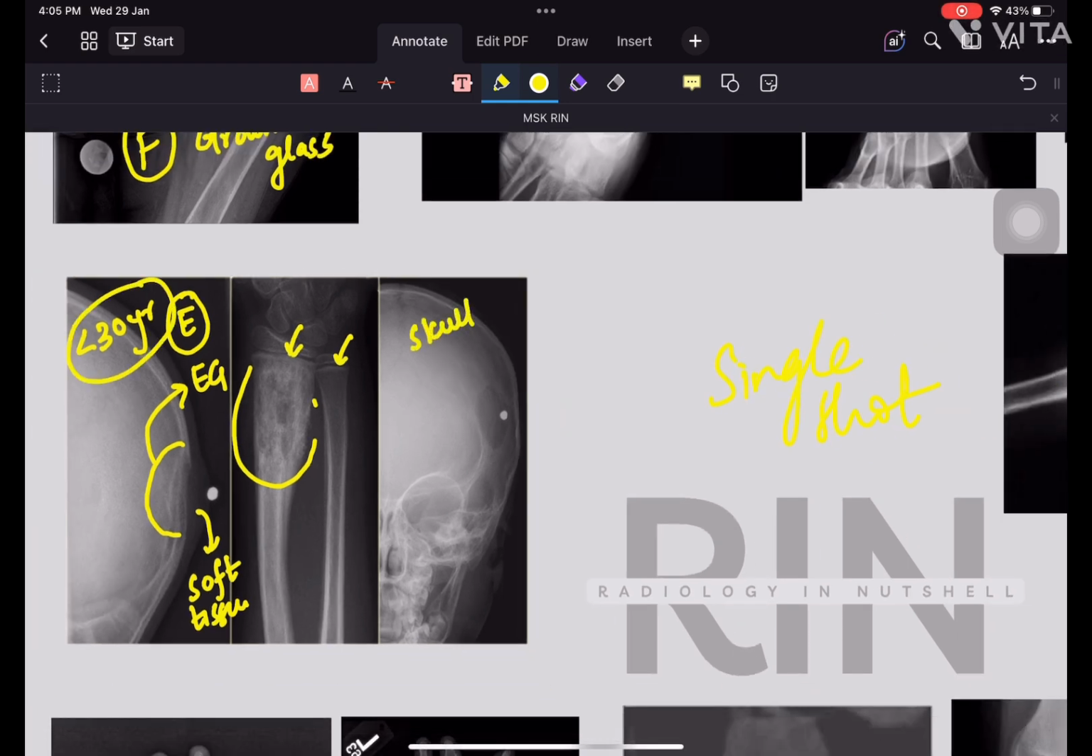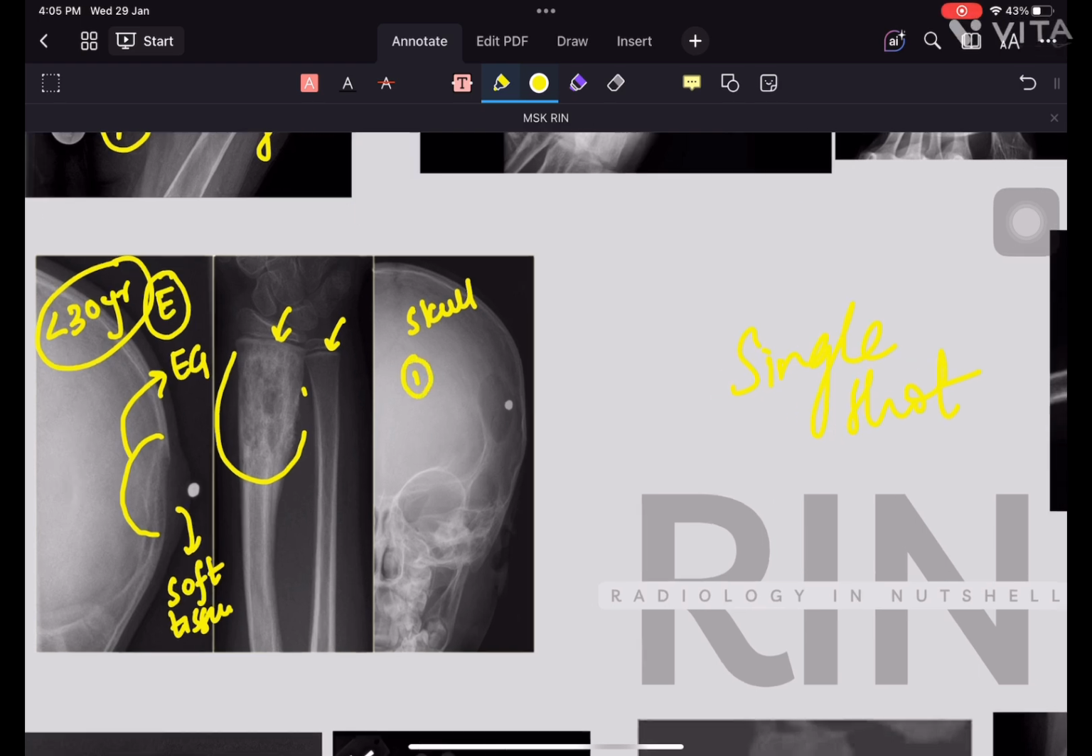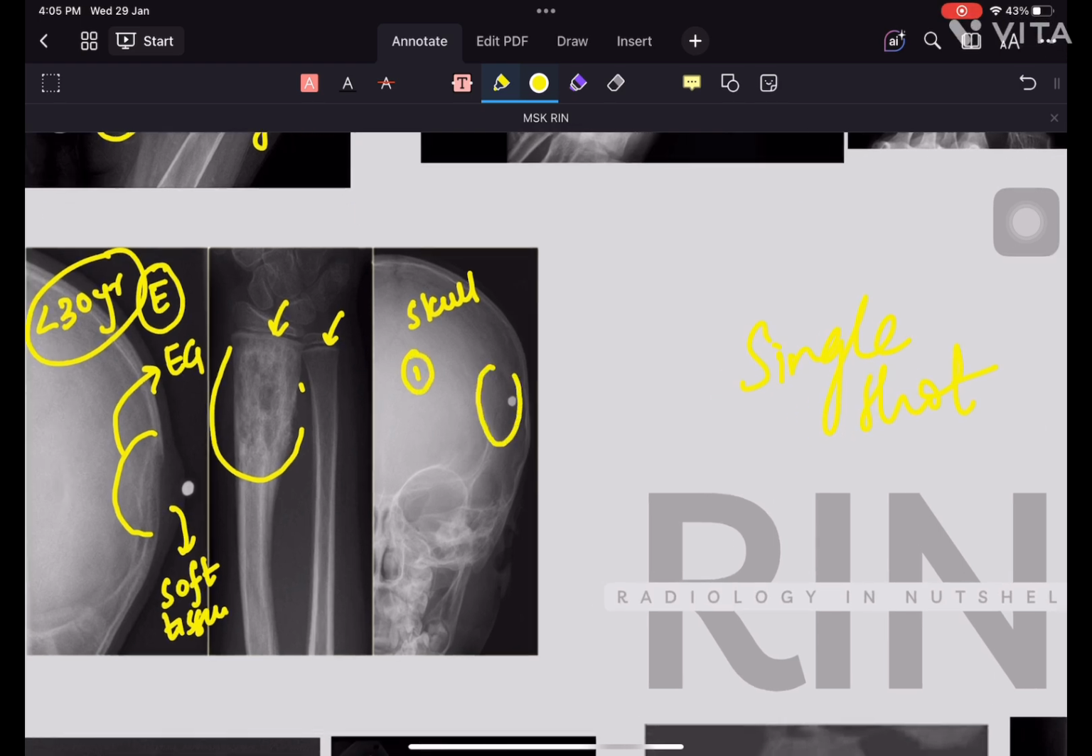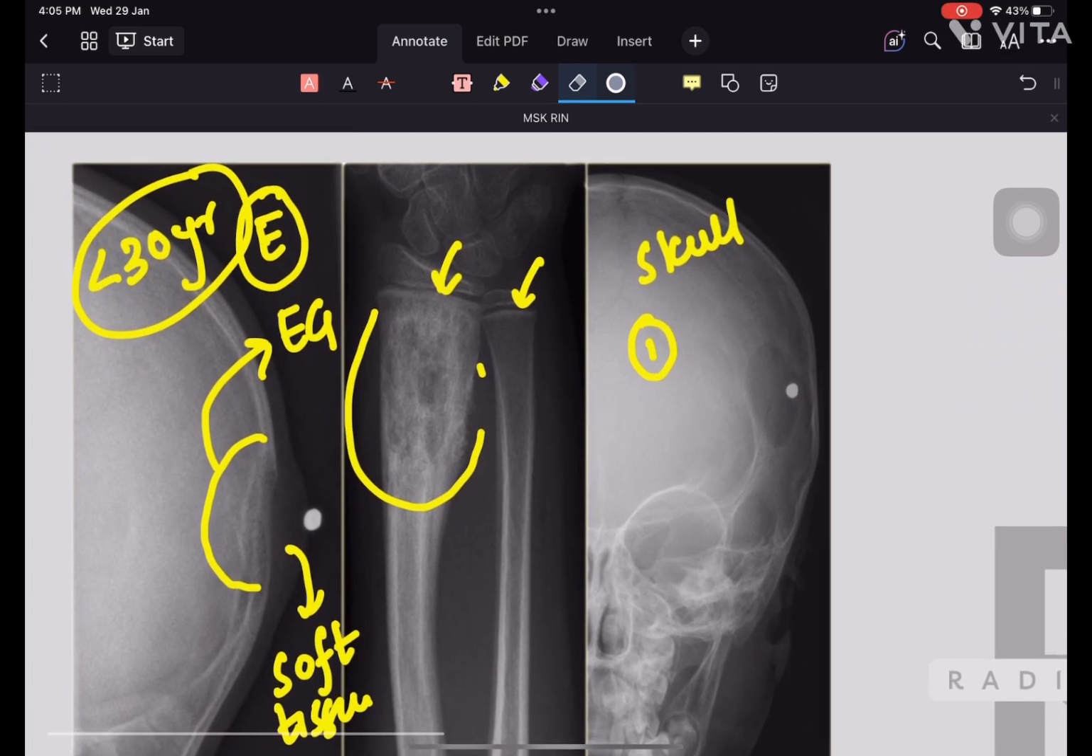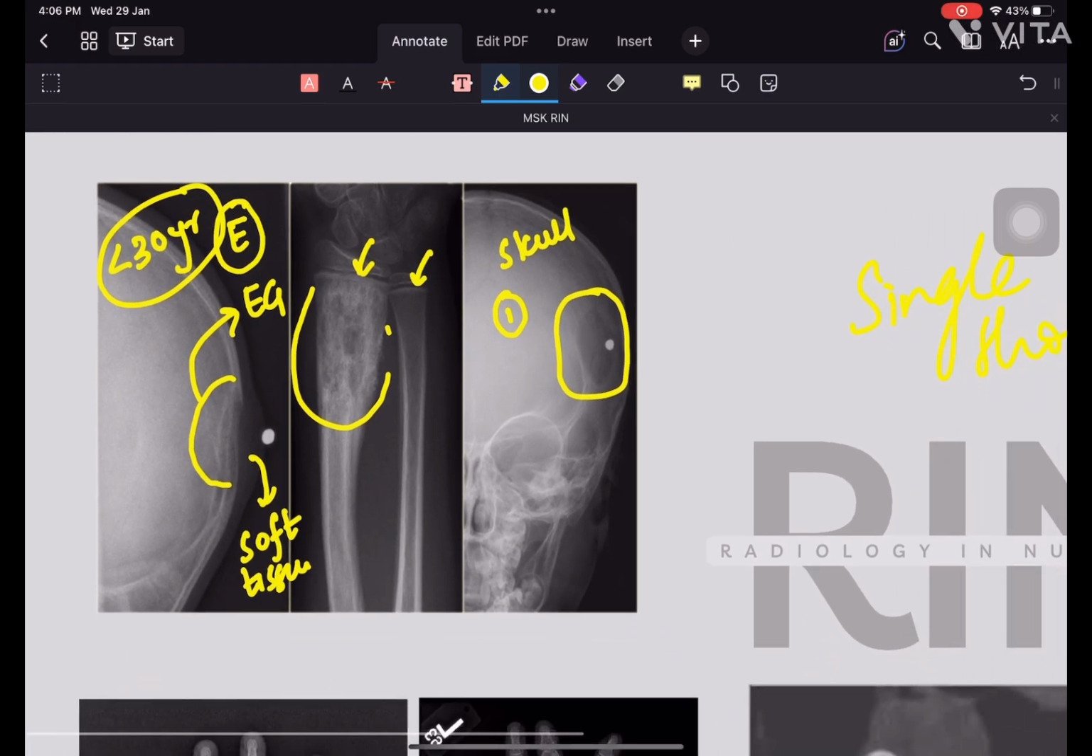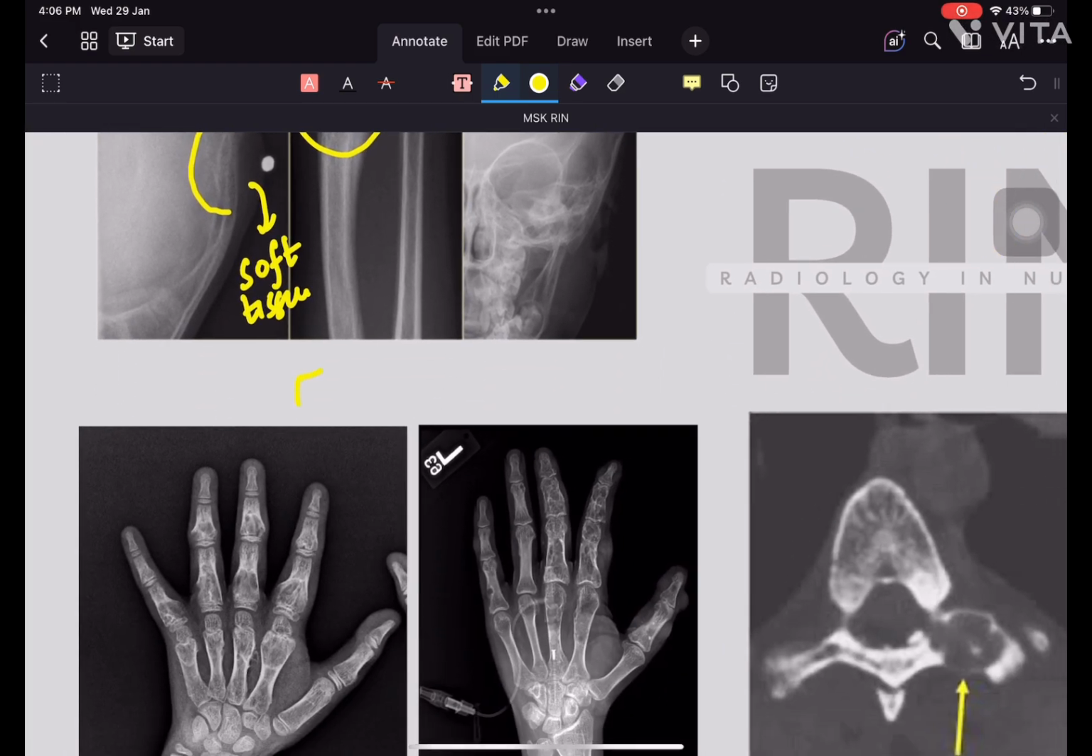One point that you have to remember for eosinophilic granuloma is that it occurs in the less than 30 years age group, which is represented by the arrow mark in the second image showing the physis or the growth plate. So in less than 30 years, there is no fusion of the bone, right? So in less than 30 years, you see eosinophilic granuloma.